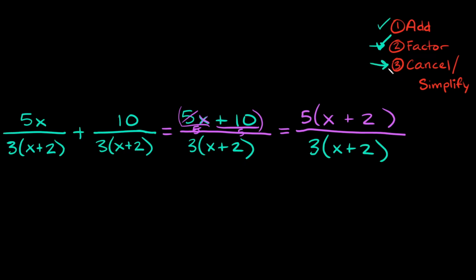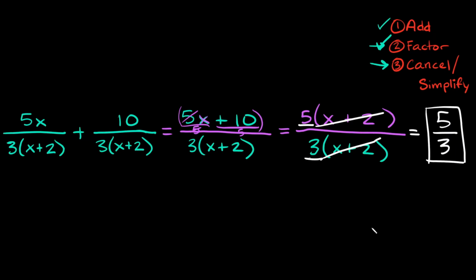Now, is there anything that we can cancel? Well, in this case, there is, right? We have an x plus 2 in parentheses on top and an x plus 2 in parentheses on the bottom, right? So those kill each other and they cancel each other out, right? So then what are we left with? Well, we have a 5 on top and a 3 on the bottom, right? That's all that's left. So your simplified answer would just be 5/3. Okay, not too bad, right?